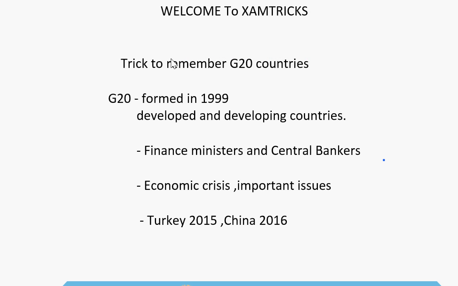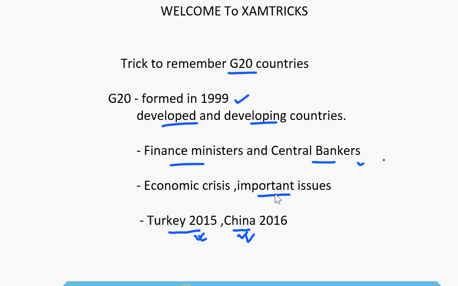Today we are going to learn a trick to remember the name of G20 countries. G20 is a group of 20 countries which was formed in 1999. It includes both developed and developing countries. Finance ministers and central bankers of these countries meet every year and discuss important issues. This year it is being held in Turkey. Turkey is the chair and China will chair in 2016.